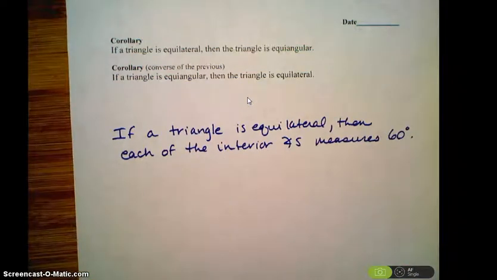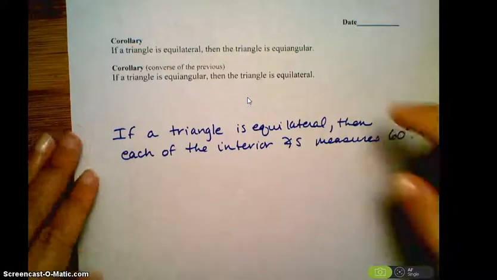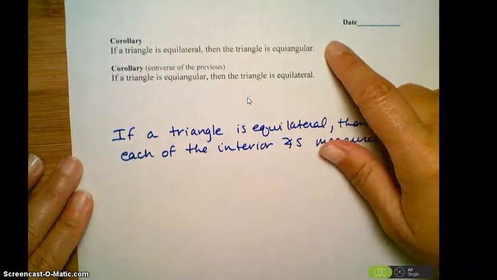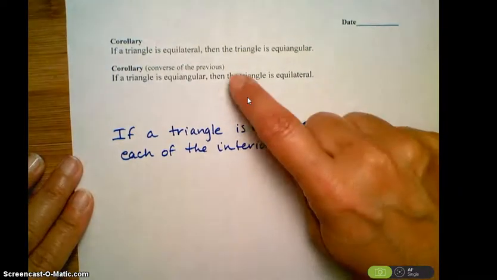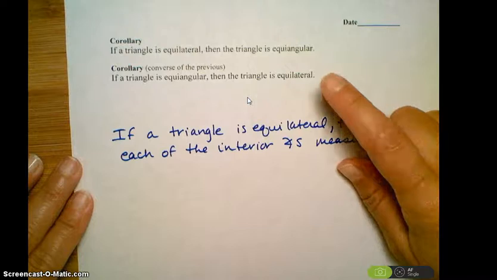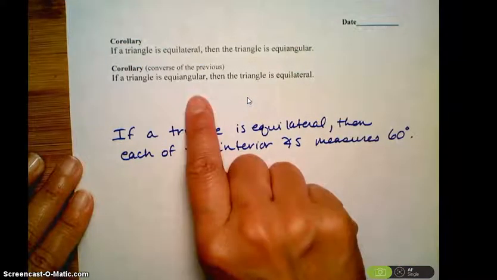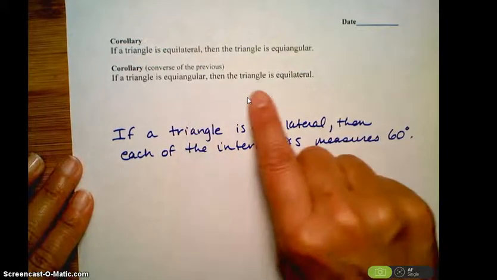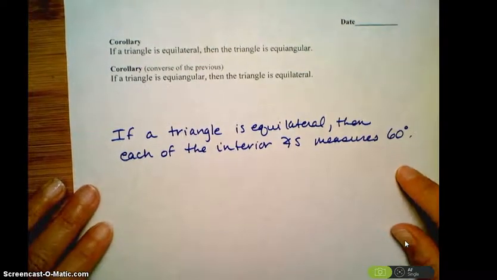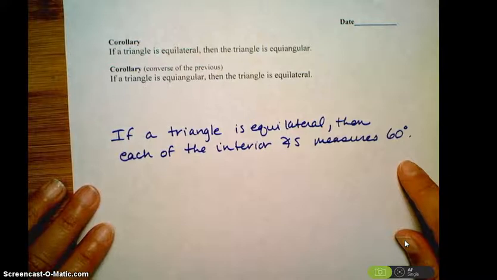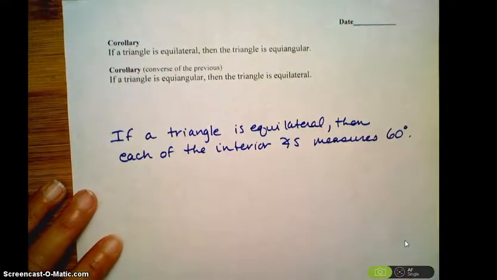Here on page 3, we have two corollaries. If a triangle is equilateral, then the triangle is equiangular. The second corollary is the converse of the first one. If a triangle is equiangular, pardon me, then the triangle is equilateral. And then the last one is one that I added in, so you should take a second and write that down. If a triangle is equilateral, then each of the interior angles measures 60 degrees.